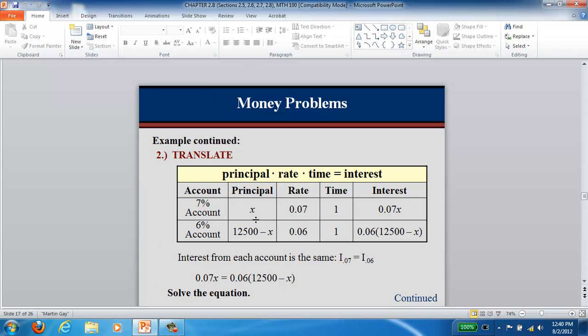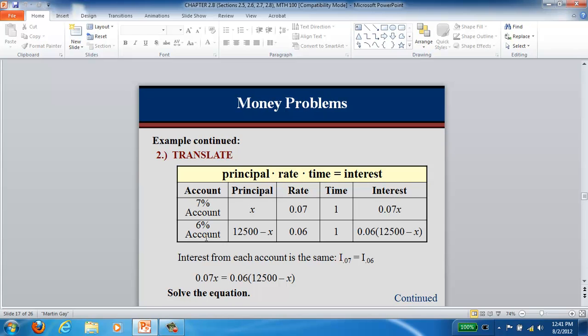So 7% is your account. Your principal is x. The rate is 0.07. You divide 7 by 100, which gives you 0.07. The time is 1 year. So your interest is 0.07x.